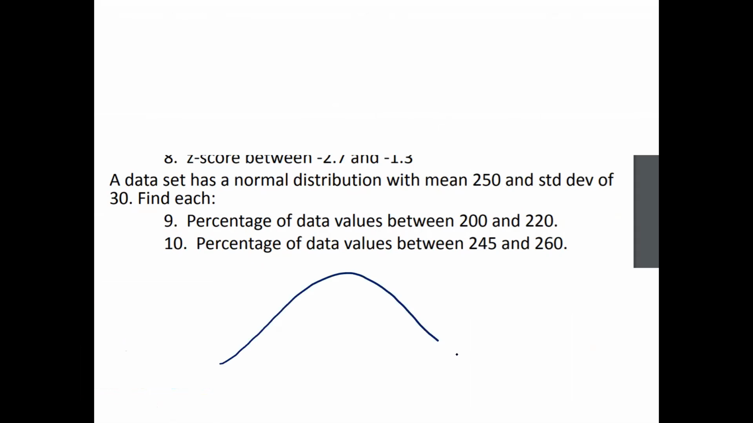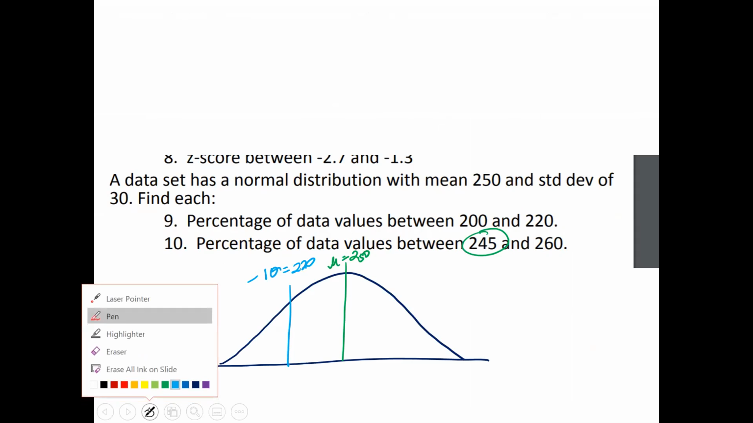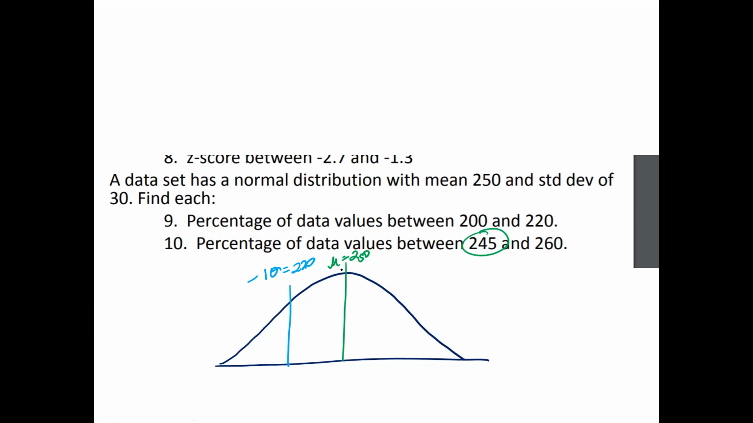Okay, so once again, we want to draw this. And you know your mean is going to be 250. So 245 is going to be on the left side of the mean. So you will have to find the -1 standard deviation, which is going to be 250 minus the 30. So that's 220. 245 is going to be pretty close to 250. So I would just say right here maybe.